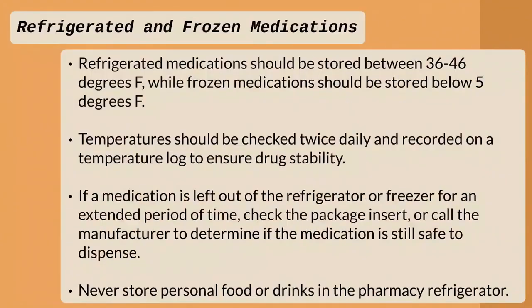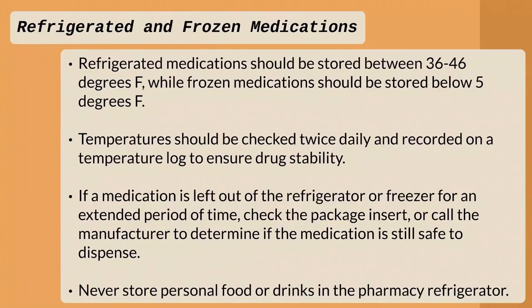Refrigerated medications should be stored between 36 and 46 degrees Fahrenheit, while frozen medications should be stored below 5 degrees Fahrenheit. Temperatures should be checked twice daily and recorded on a temperature log to ensure drug stability. If a medication is left out of the refrigerator or freezer for an extended period of time, make sure you check the package insert, or you can call the manufacturer to determine if the medication is still safe to dispense.